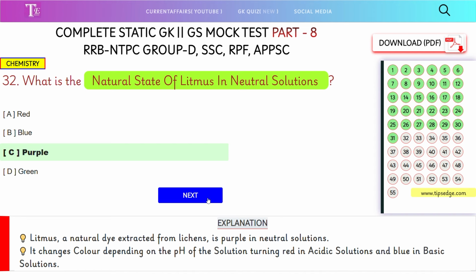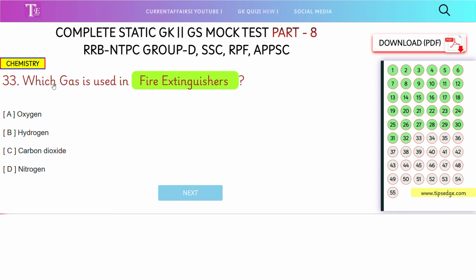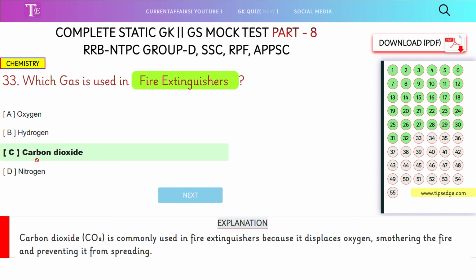Now moving to the 33rd question. Which gas is used in fire extinguishers? Answer: carbon dioxide. Carbon dioxide, CO2, is commonly used in fire extinguishers because it displaces oxygen, smothering the fire and preventing it from spreading.